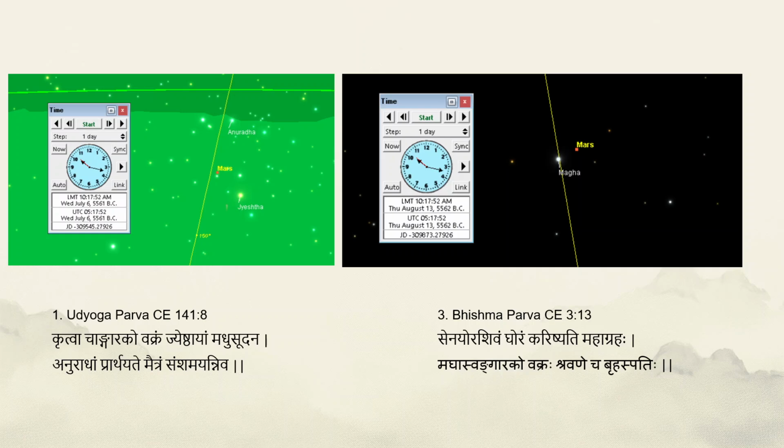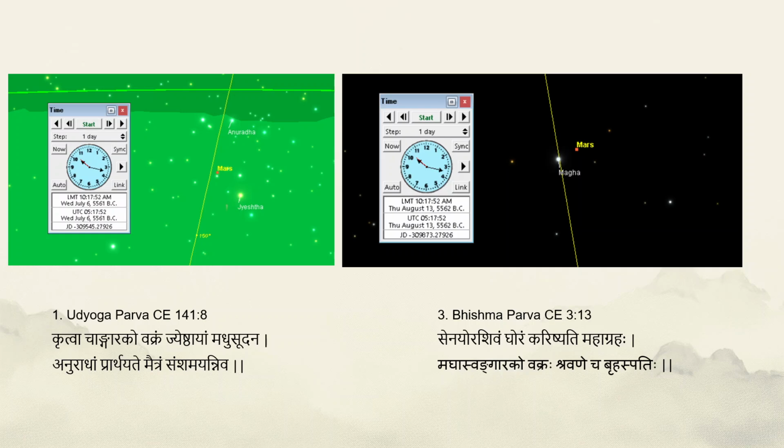Krutva Changarako Vakra, and you see the other side also, Magha Swangarako Vakra. And I will not go into the details. The way I translated Vakra, I said, based on my analysis, that when Mahabharata says Vakra in the context of a planet, it's not referring to retrograde motion, but rather an oblique crossing of a planet across the ecliptic. So you can show that that is the case for 5561 BCE, where Mars came from north to the south, very near Anuradha Jeshta. So right now, if you see in the picture on the left side, Mars is to the south of the ecliptic, south of that yellow line.